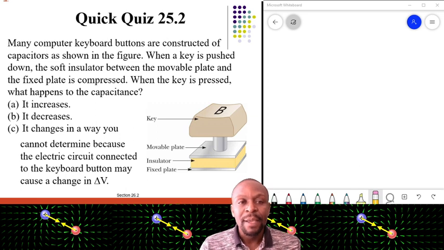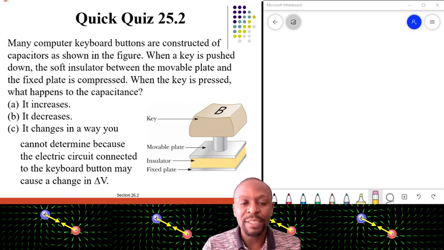Right. Let us also do the following quick quiz, 25.2. Many computer keyboard buttons are constructed of capacitors as shown in the figure. When the key is pushed down, the soft insulator between the movable plate and the fixed plate is compressed. When the key is pressed, what happens to the capacitor? What happens to the capacitance?